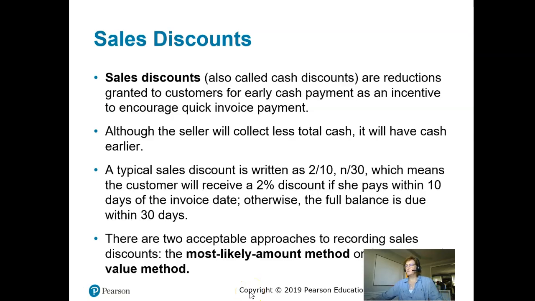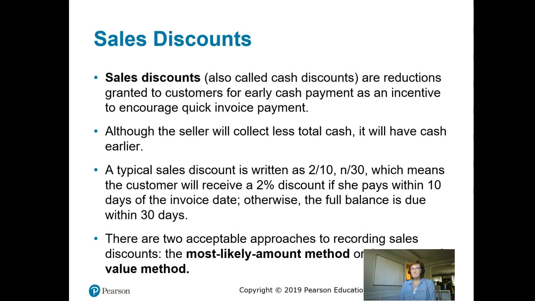Sales discounts are also called cash discounts. They occur when we want the accounts receivable to be collected quicker. So companies will offer you a little incentive. Often it's something like you'll get a 2% discount if you pay within 10 days. It helps the company, which will collect the receivable faster, and it helps the customer because they'll have less money that they owe.